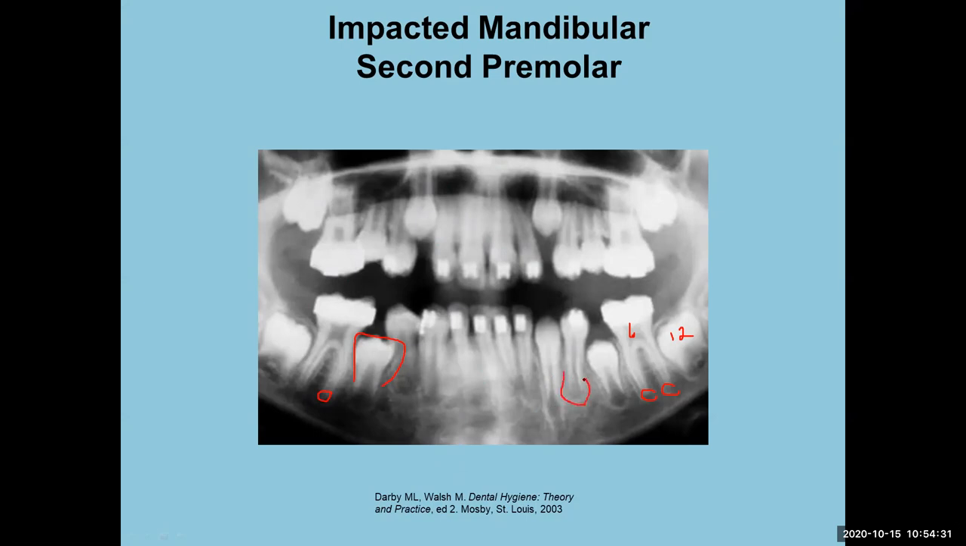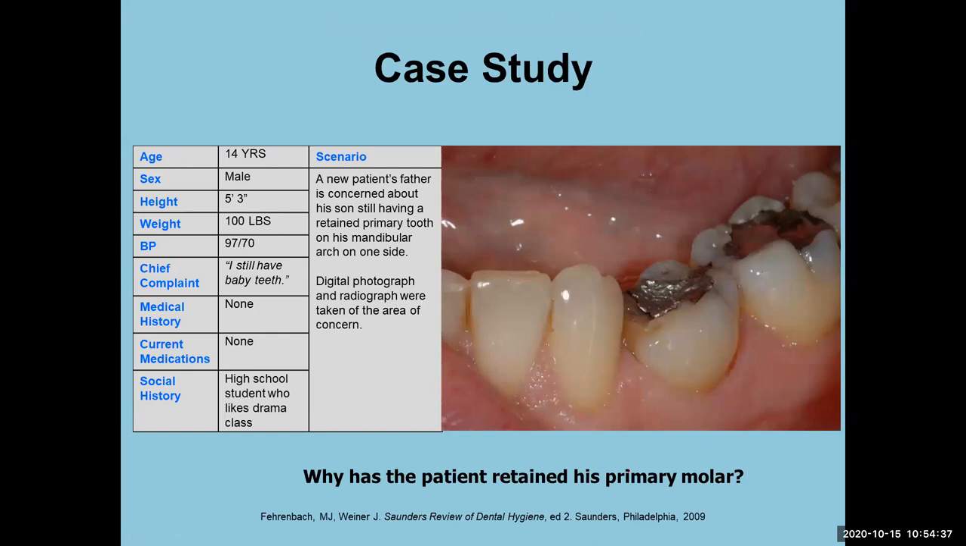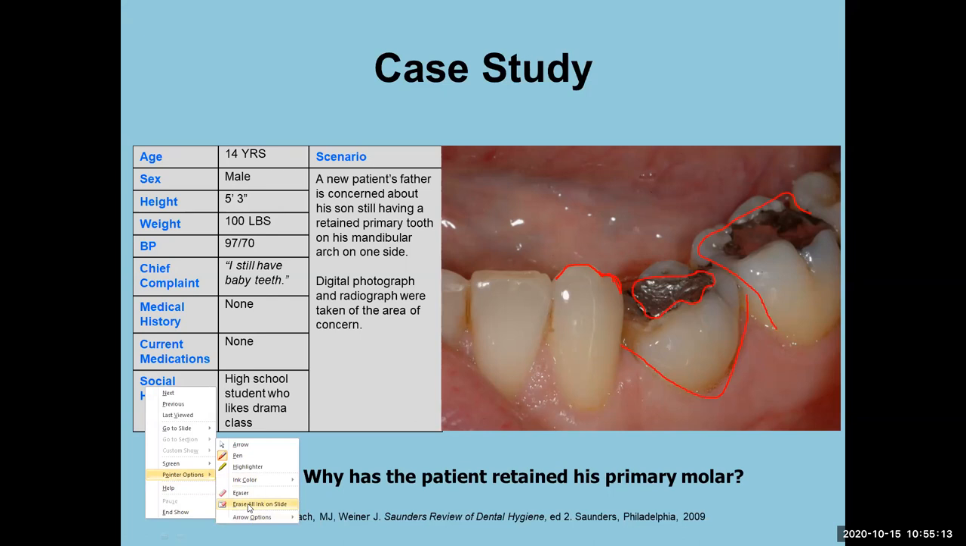Premolars, the roots, remember when the teeth first erupt, the roots are not complete. And we're not going to do this case study, but why has this patient retained his primary molar? Okay, so this is a mandibular canine. Remember that notch we were talking about? It's that little notch here. This is a permanent molar, very old permanent molar, and this is a premolar. I'm sorry, it's a baby molar, a deciduous molar with a really ugly amalgam restoration there. So why does that patient still have a premolar?